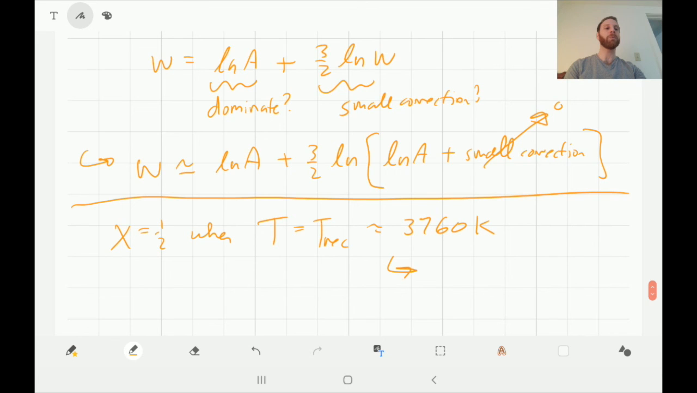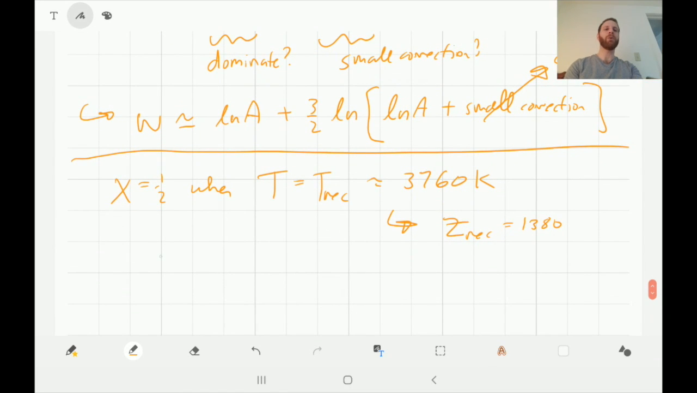By the way, this corresponds to having a redshift of approximately 1400, z rec equal to 1380. If you're wondering where that comes from, remember that you can say that the temperature at any given time, we'll write this as T rec, is equal to the temperature today divided by the scale factor. You could write the scale factor as a function of time or a function of z. Let's write the scale factor like this.